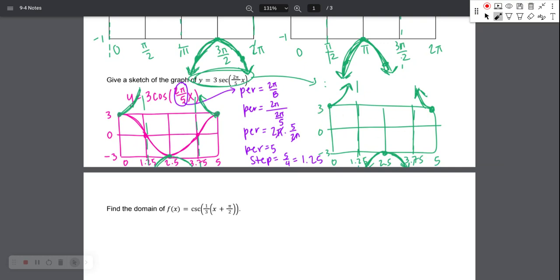Again, you have the same key points, they just get reciprocated or turned into vertical asymptotes. And you're not technically taking the reciprocal of 3 here. That 3 was supposed to be at 1, as its original amplitude, so you would have reciprocated that, and then you would have amplified it by 3.